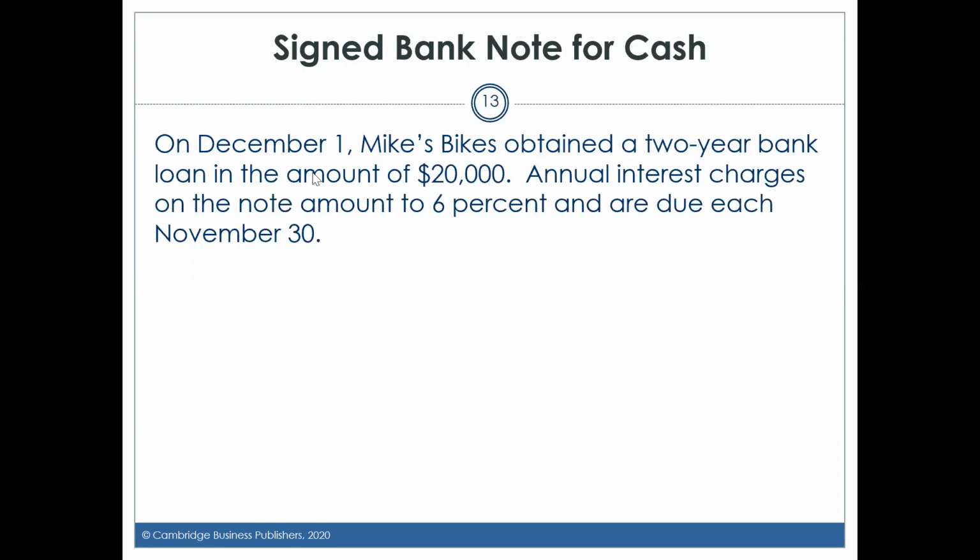You're welcome, David. You're right, Simranjeet. December 1st, Mike's Bikes obtained a 2-year bank loan in the amount of $20,000. Annual interest charges on the note amount to 6% and are due each November 30th.